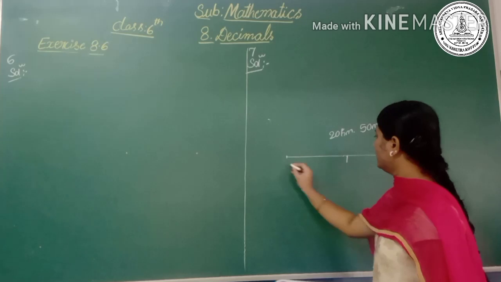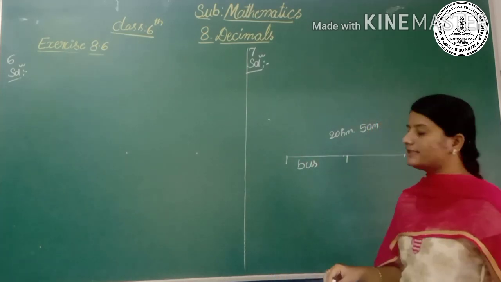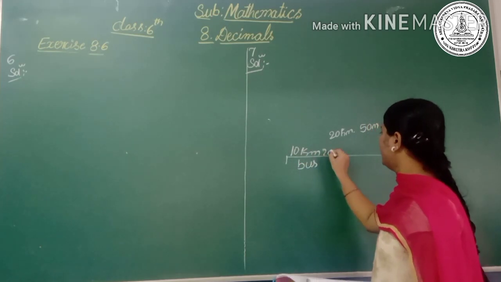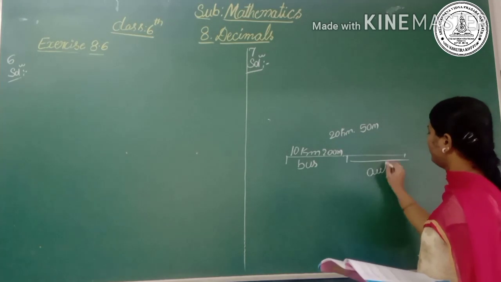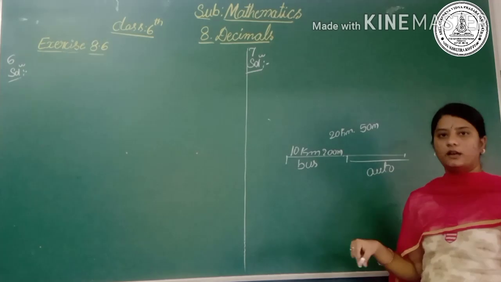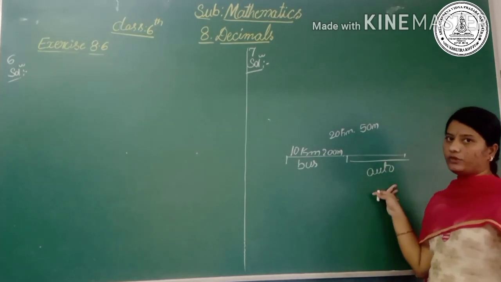So up to here she traveled by bus. That is 10 kilometer, 200 meter. And the rest by auto. So the rest of the distance she traveled by auto. Then how much distance she traveled by auto, we have to find out.